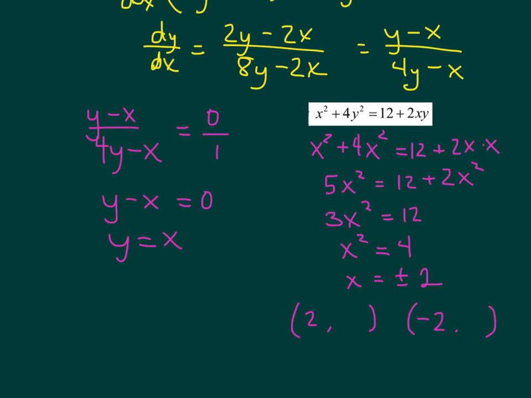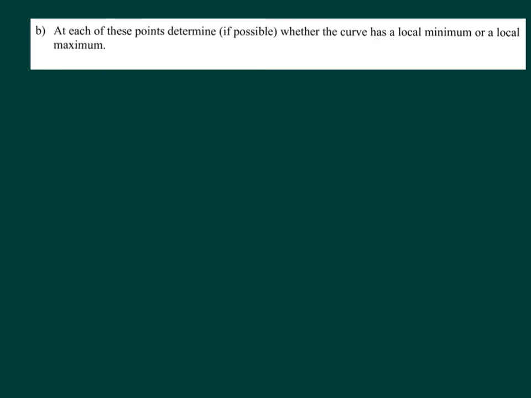Well, right here I was told that y is equal to x when the slope is equal to 0. And so I know that my y value is also going to be, because y equals x, 2 and negative 2. All right, so I have my 2 points now for which the graph has a horizontal tangent line. Okay, the second part of this question says, at each of these points, which of course we just found to be (2, 2) and (negative 2, negative 2), determine, if possible, whether the curve has a local min or a local max.